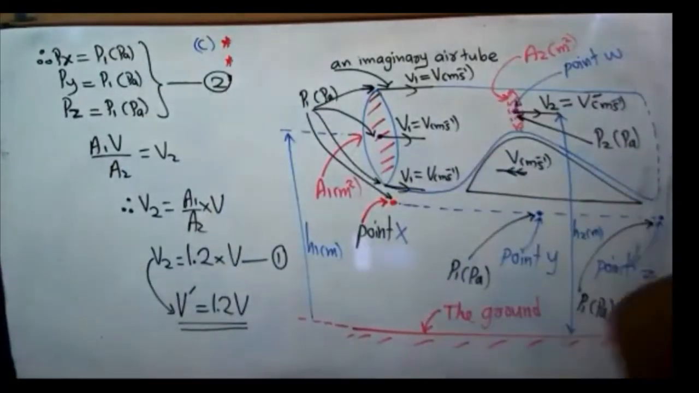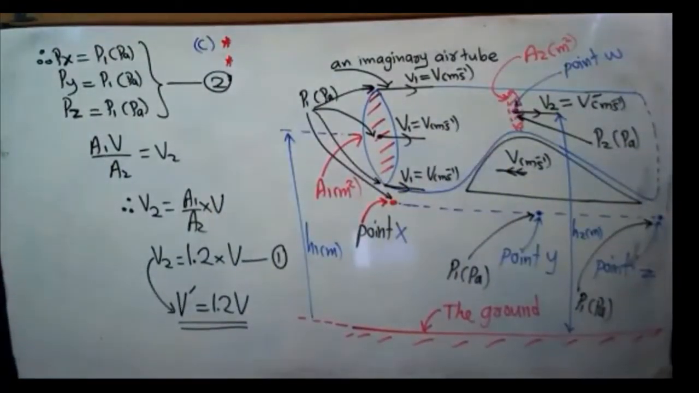X, Y, Z are at the same horizontal level in the atmosphere, and all the 3 points are at rest relative to the cloud. Their velocities are equal, they are at rest. They are at the same horizontal level in the same atmosphere. Therefore, Px equals Py equals Pz equals P1 Pascal.